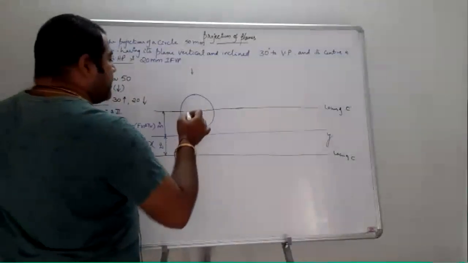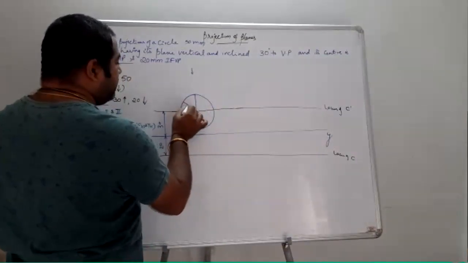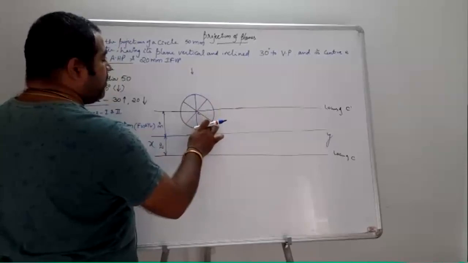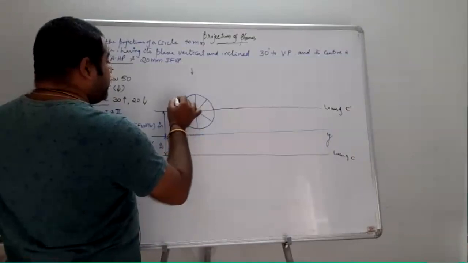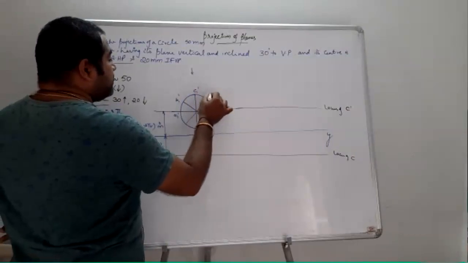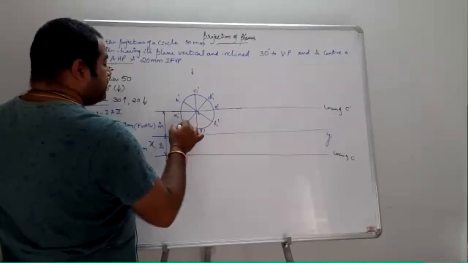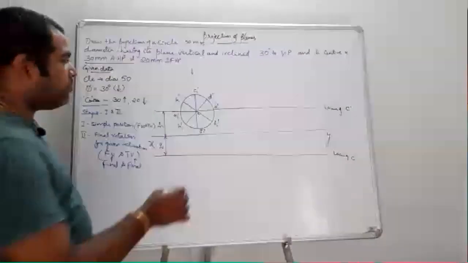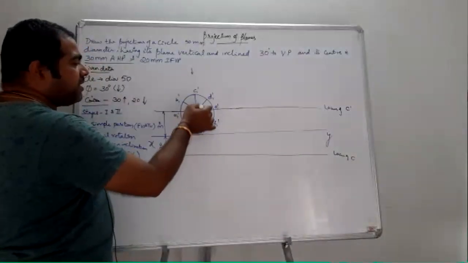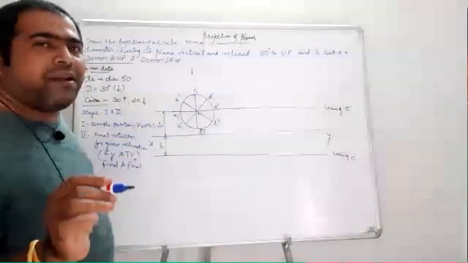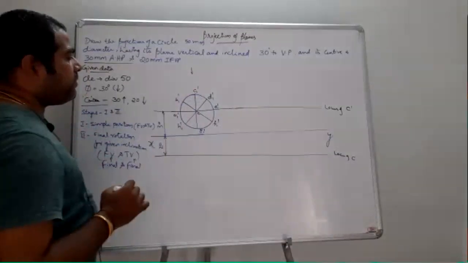Further, I divide my circle into 8 equal divisions for obtaining a smooth curve or the reference points. Let the points be A1 dash, B1 dash, C1 dash, D1 dash, E1 dash, F1 dash, G1 dash, and H1 dash. It is a circular plate, only a circular plane. For my reference, I divide my circle into 8 equal regions for obtaining the reference points to join.